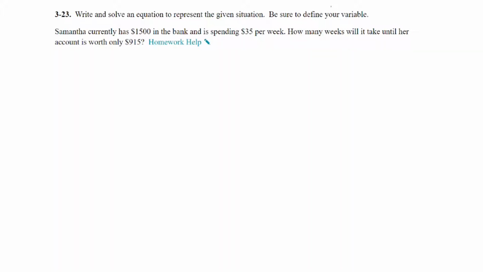Alright, on 3-23, write and solve an equation to represent the given situation. Be sure to define your variable, so make sure you define what it is that you don't know. Samantha currently has $1,500 in the bank and is spending $35 per week. How many weeks will it take until her account is worth $915? So what is our unknown? We don't know how many weeks there are. So let W equal the number of weeks, or X, or whatever variable you chose. Now we want to write an equation and then solve it.